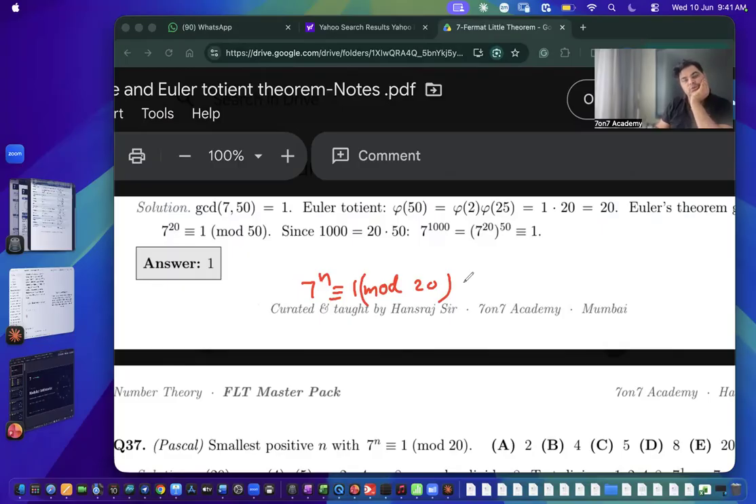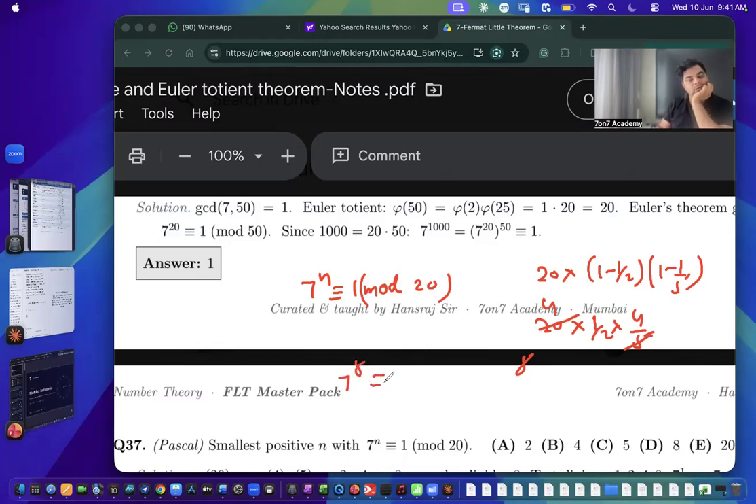ठीक है. So theorem के हिसाब से we have to find out Euler's function for that, which is 20 into 1 minus 1 by 2 into 1 minus 1 by 5. So 20 into half into 4 by 5. So this cancels out to 4, so 8. So you have to find like the Euler's function is 8 here.